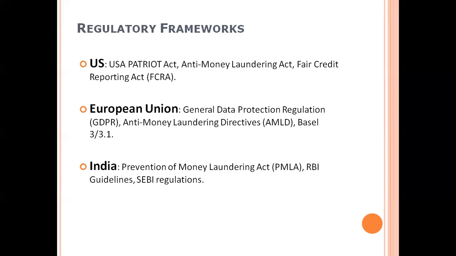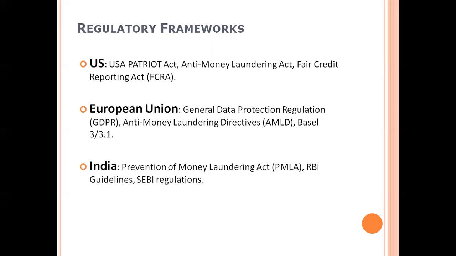If it is in the European Union, it is General Data Protection Regulation, Anti-Money Laundering Directives, and Basel 3 and Basel 3.1. I will take a separate session on Basel. This is basically a banking supervision regulatory authority. They have created this Basel, which is in Austria. The capital of Austria is Vienna, where these Basel institutions are located, and they basically impose rules and regulations on all the banks and financial institutions.